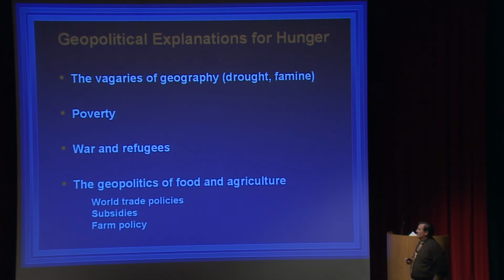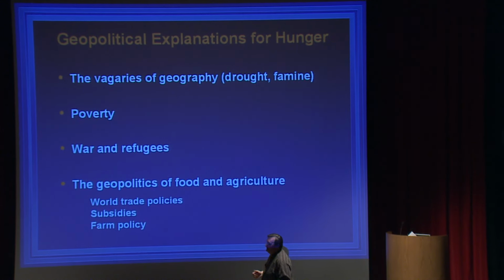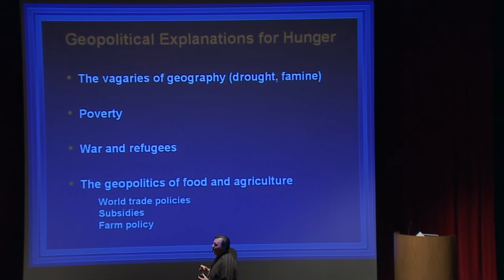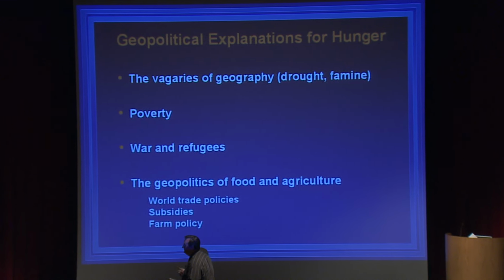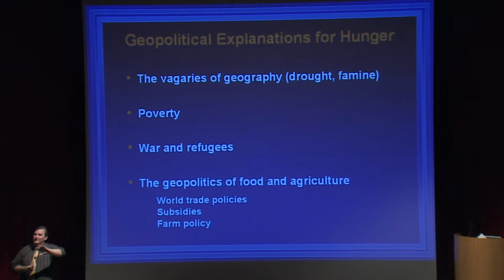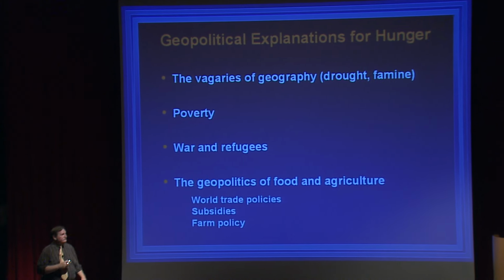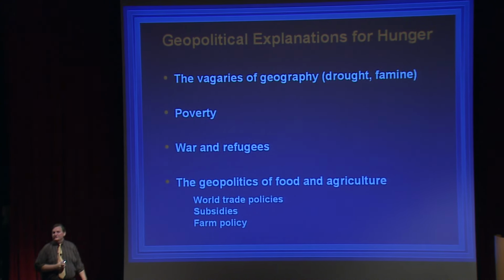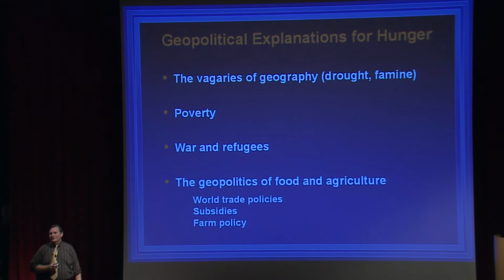There are geopolitical issues that we talked about, and you guys nailed most of these when I asked you the question before. Part is the simple vagaries of where people happen to live. And so droughts happen more in some parts of the world, famine in more parts of the world, just as a consequence of the climate that people are exposed to. Poverty, of course, is an obvious driver, and I'll show you a slide in a moment that shows the world distribution of poverty.